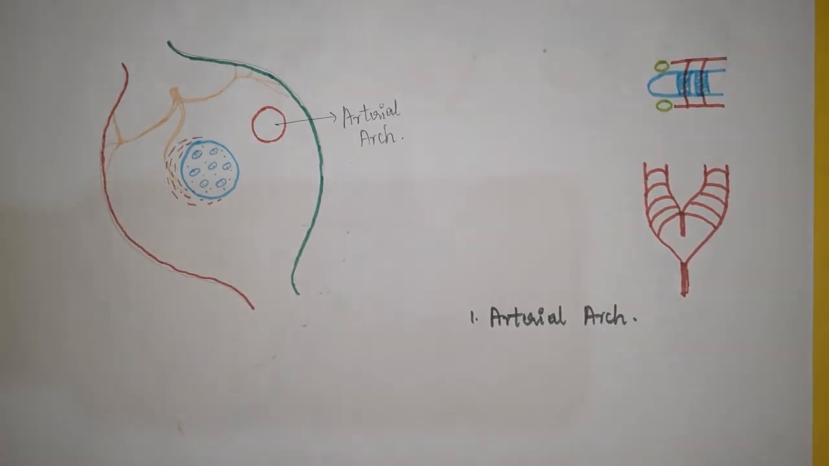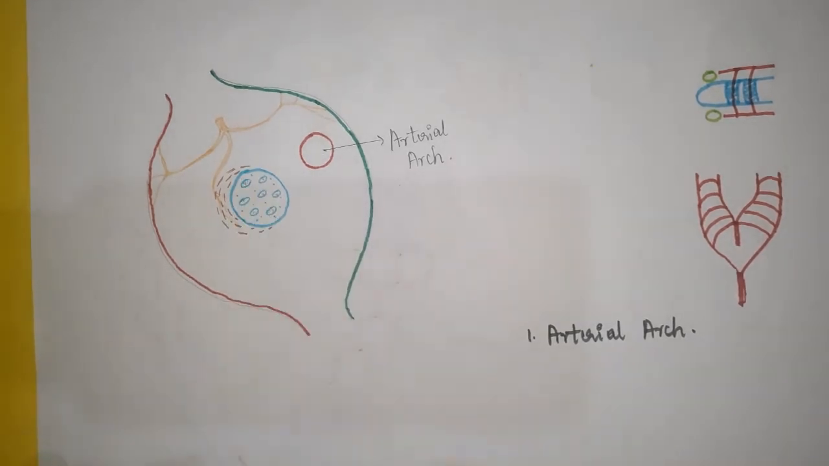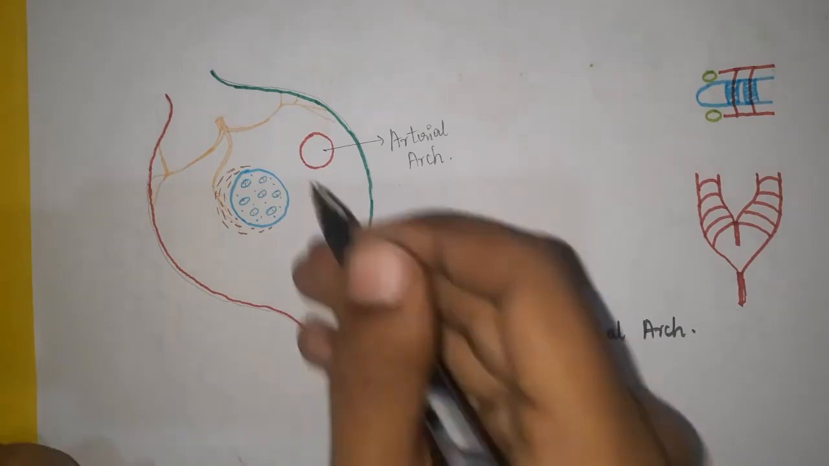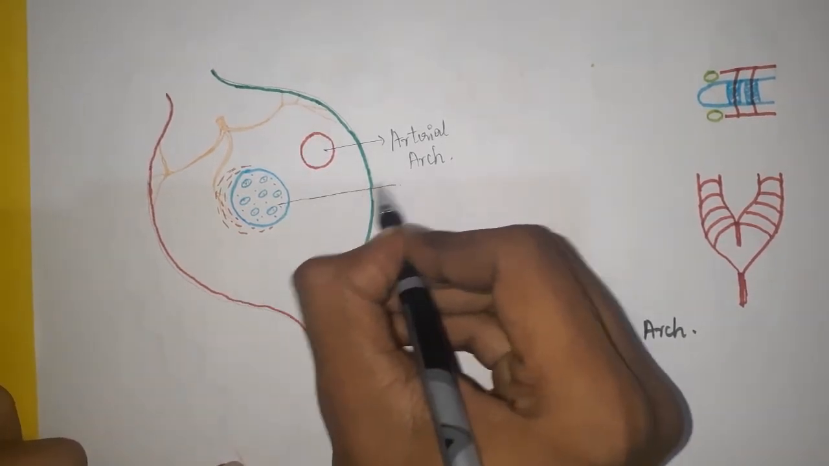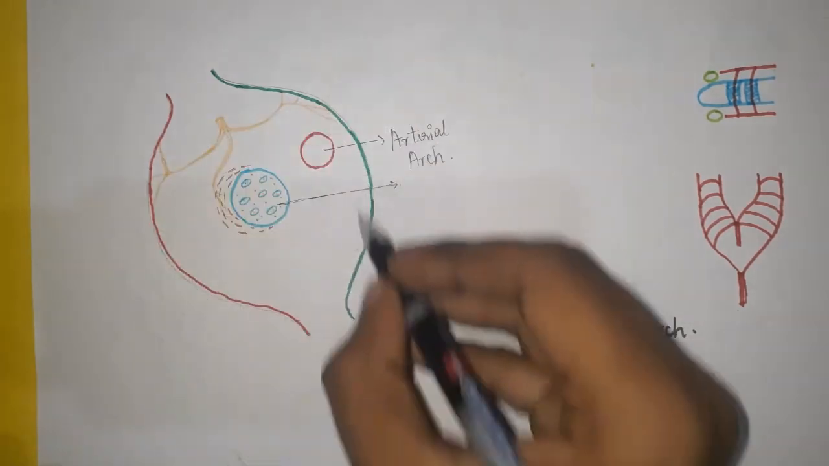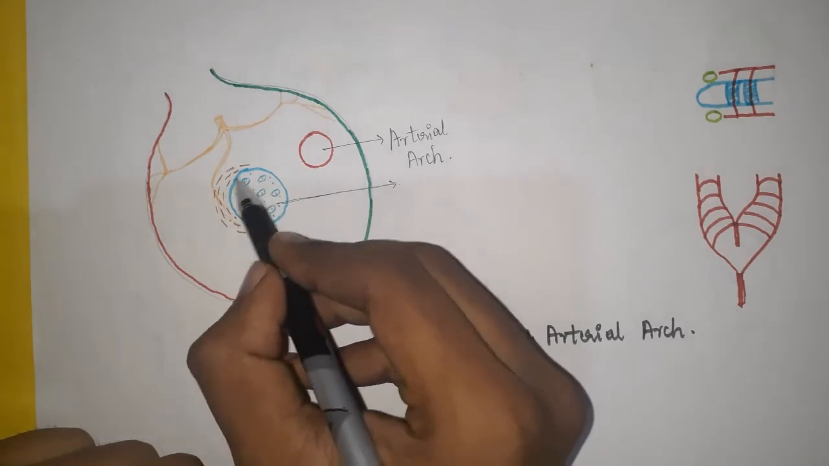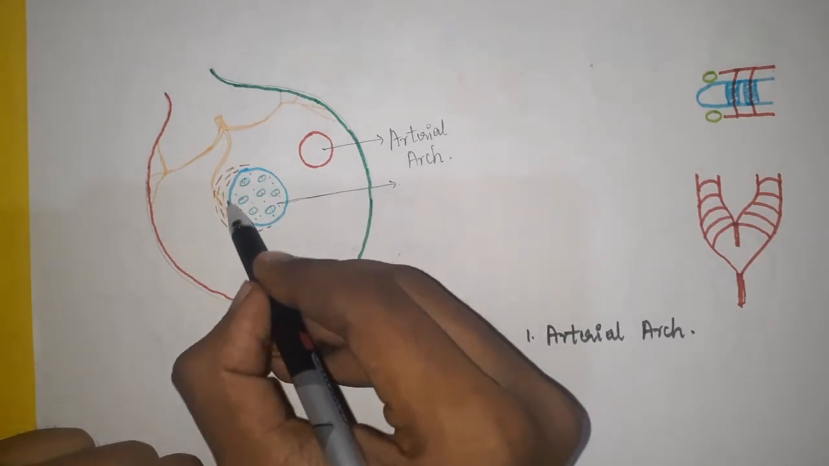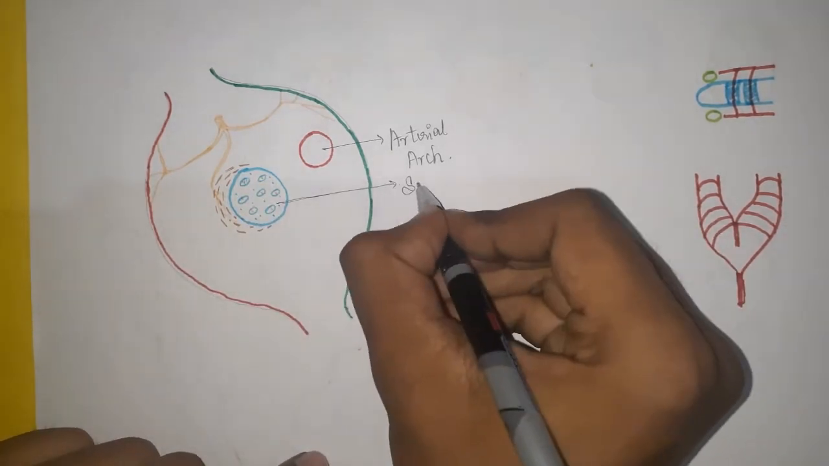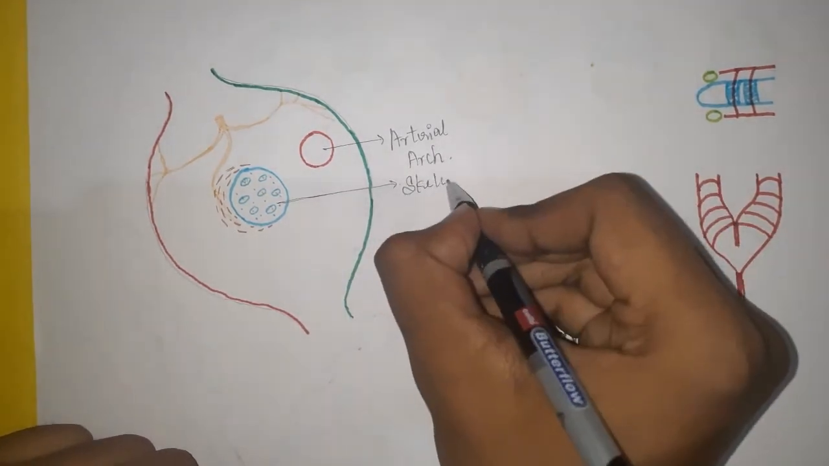Now comes the second element, which is the skeletal element. See, this blue colored area is the skeletal element. Why is it the skeletal element? Because this is the mesoderm, right? This whole pharyngeal arch is mesoderm. This is ectoderm, this is endoderm. Inside the mesoderm, this is the cartilaginous element. This is the skeletal element because it forms bones in the later stage. Skeletal element.